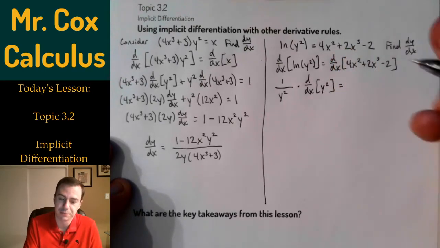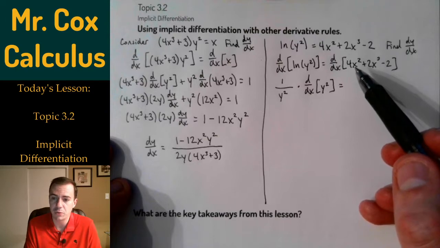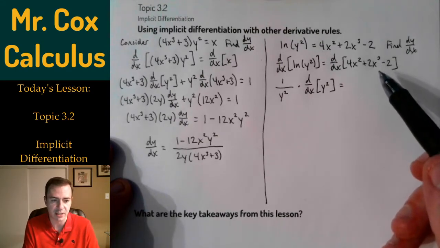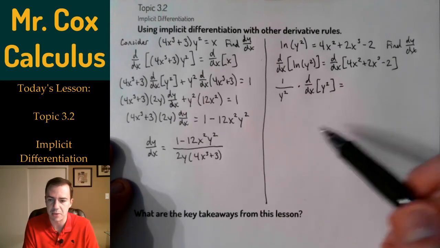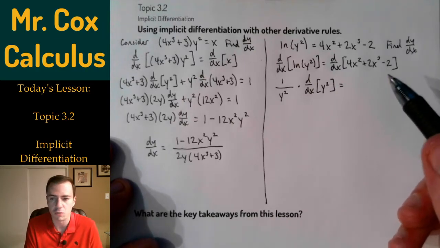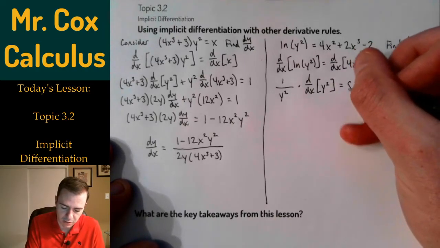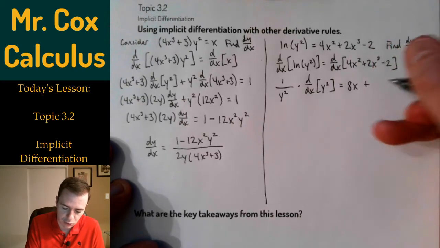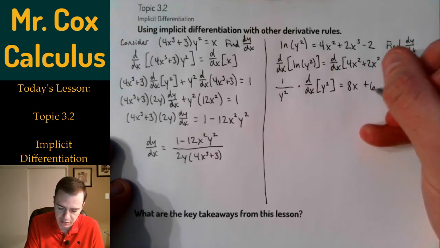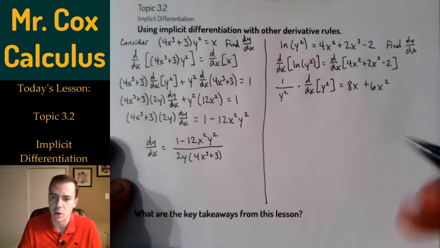That equals, over on the right side, the derivative with respect to x. You'll notice this is a function of x, so I don't have to have this implicit step that'll end up happening when I look at the function of y. The derivative of 4x squared is 8x, plus 2x cubed. Its derivative ends up being 6x squared.